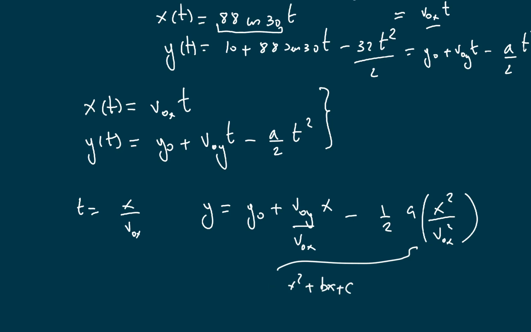It is of the form alpha x squared plus beta x plus c. So this is a parabola, and this is also a parabola, and the problem is solved.